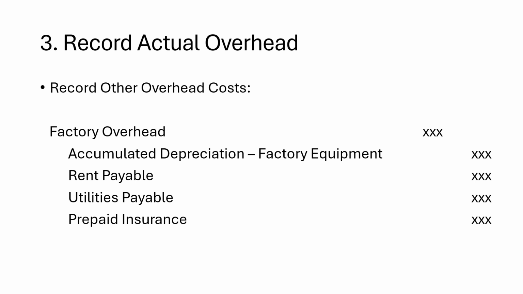And then other overhead costs besides indirect materials and indirect labor will be recorded in another journal entry where all of those can be accumulated into one factory overhead entry. So again, since you are recording actual overhead costs, you debit factory overhead for that total amount that you're recording, and then credit each of those individual accounts for those costs.